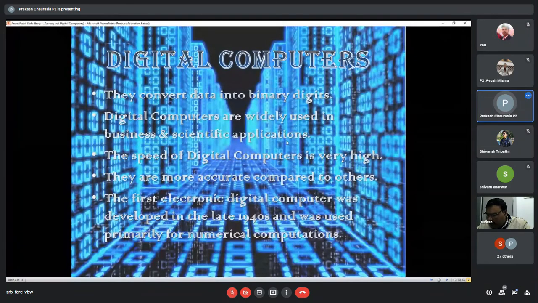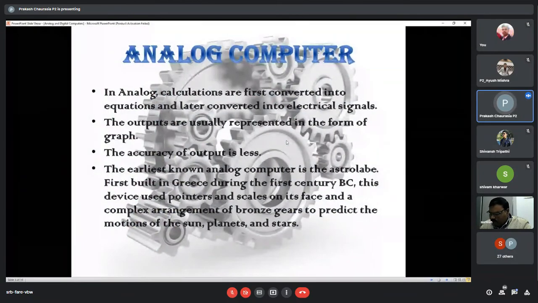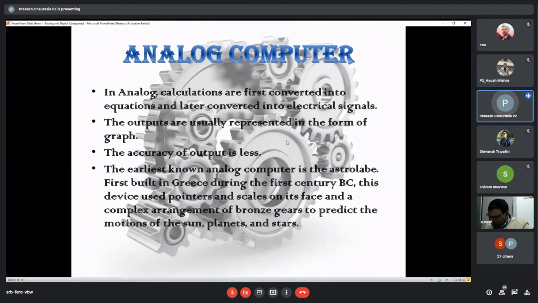Reason being, they are very accurate and very fast in speed. Then we have analog computers. Analog computers store data in the continuous form of physical quantities and perform calculations with the help of measures. Analog computers are the earliest computer. Today they are largely replaced by digital computers because of their less accuracy and low speed.